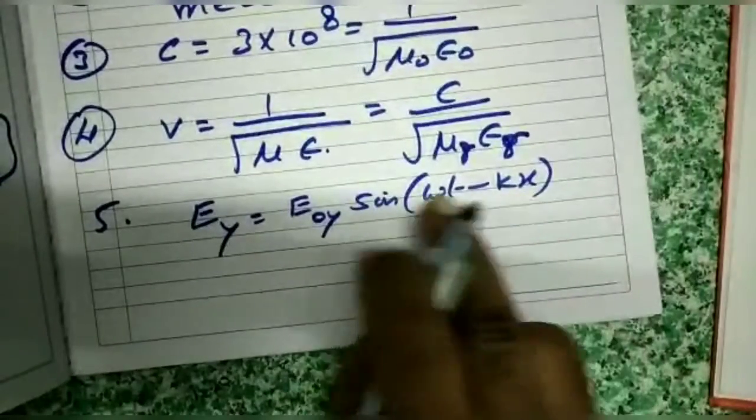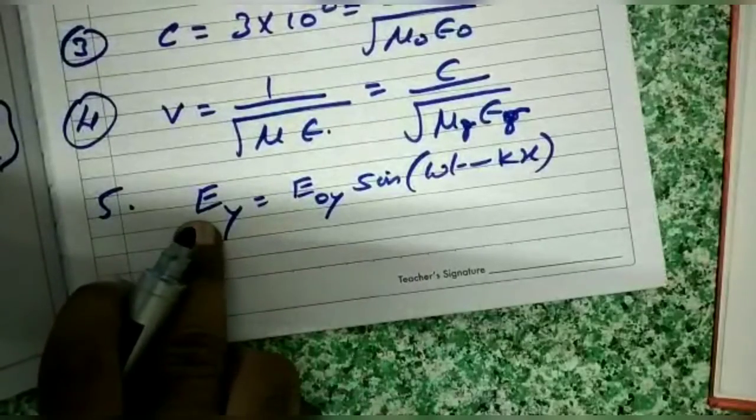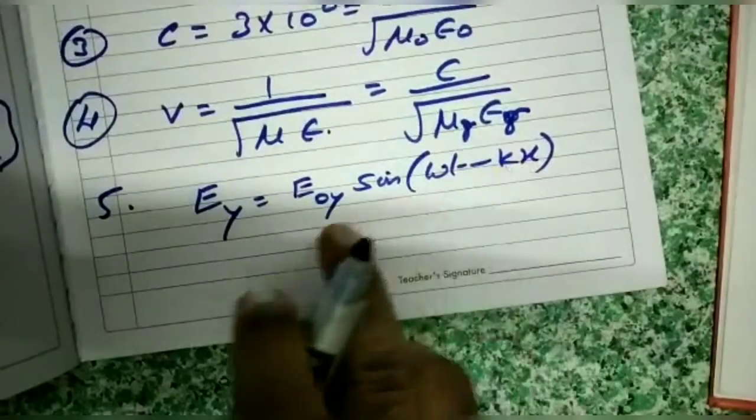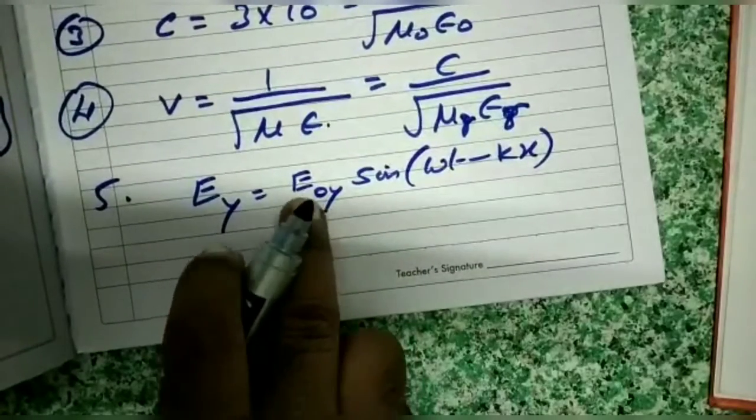Here x should be present because the wave is moving in the x direction. This is called the instantaneous electric field, which depends on time and space. And this is called the peak, or amplitude value, or maximum value of the electric field.